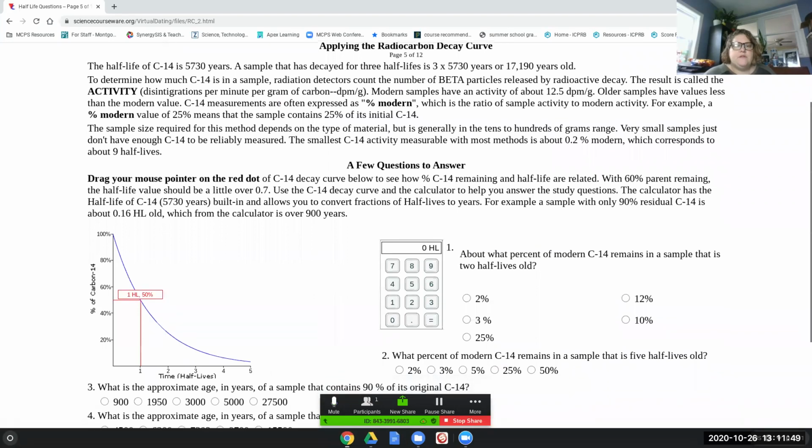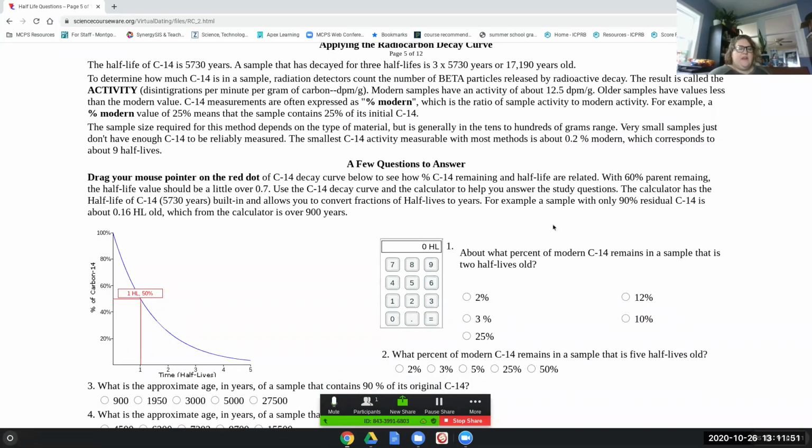Okay. So this has lots of information in it. And I'm just going to read the top so I understand what I'm looking at. It says the half-life of carbon-14 is 5,730 years. A sample that is decayed for 3 half-lives is 3 times 5,730, or 17,190 years old. To determine how much carbon-14 is in a sample, radiation detectors count the number of beta particles released by radioactive decay. The result is called the activity, or disintegrations per minute per gram of carbon, DPM per gram, is how you pronounce that.